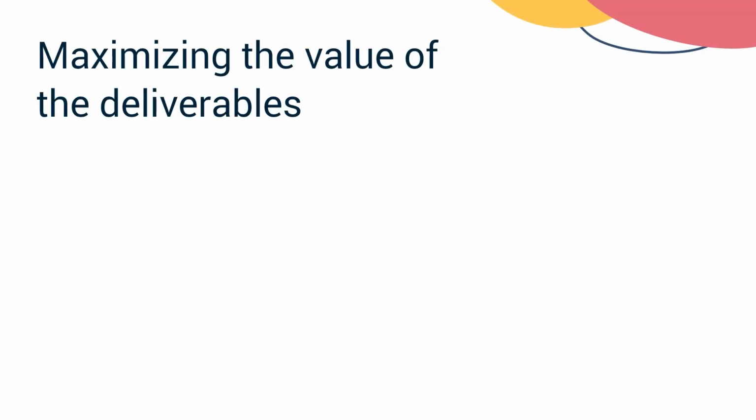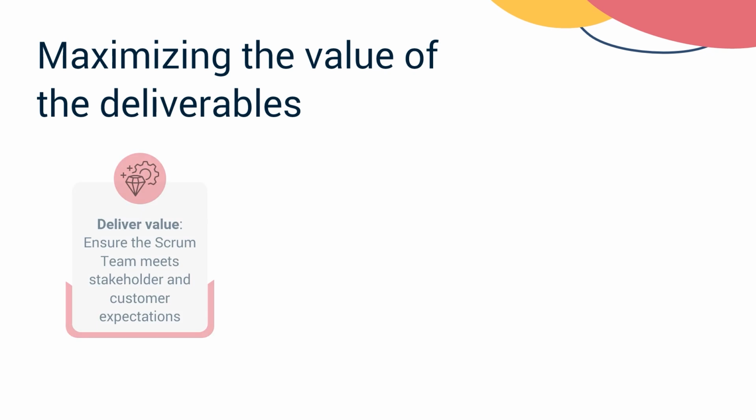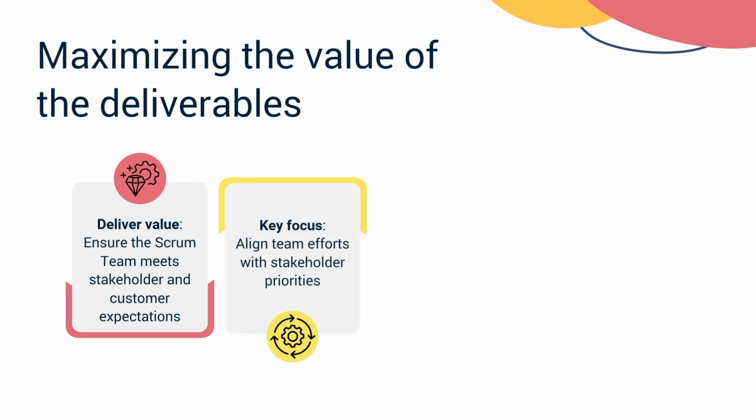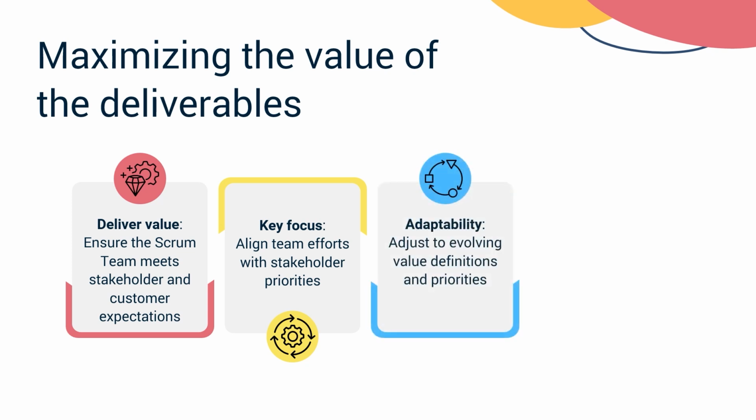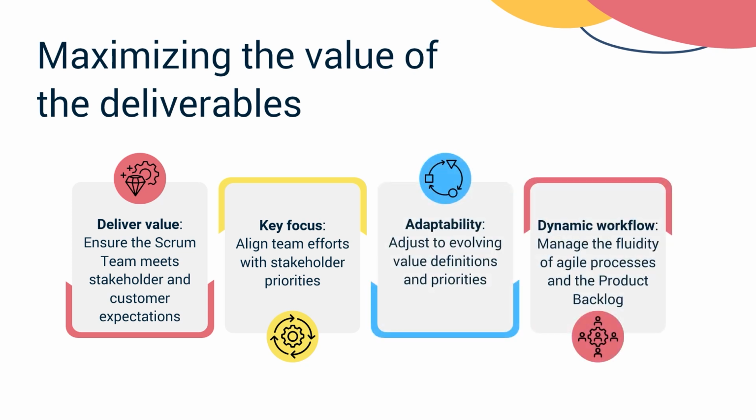One of the primary responsibilities of the product owner is to ensure that the Scrum team consistently delivers value to key stakeholders, particularly customers. The product owner leverages critical focus areas to align efforts with stakeholder expectations to achieve this. Just as the product backlog is a dynamic, evolving document, the Agile workflow is also fluid, requiring the product owner to adapt to changing definitions of value and adjust prioritization accordingly.